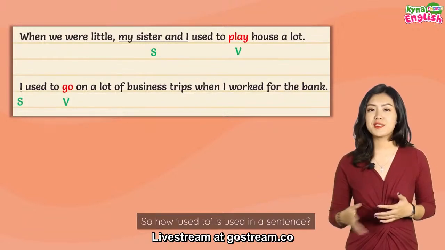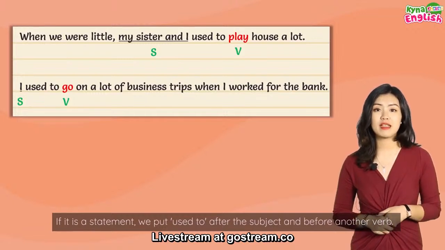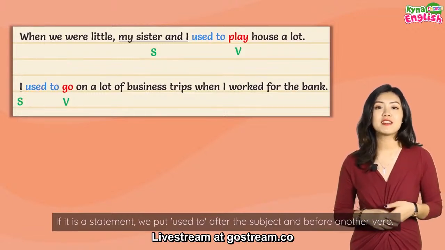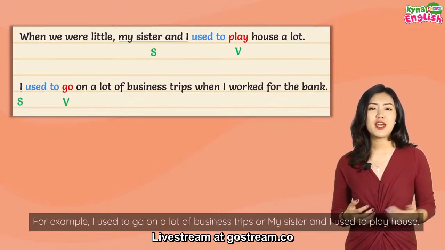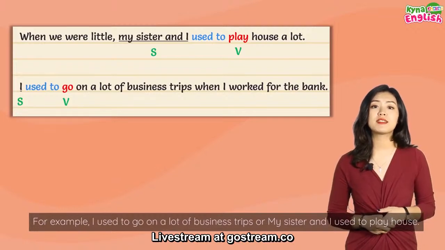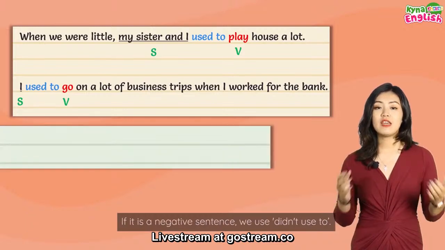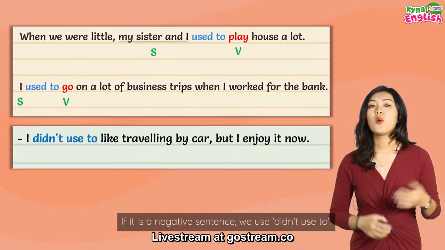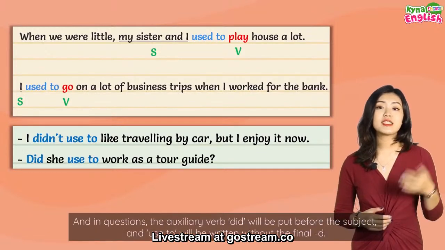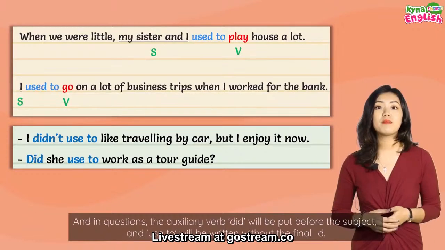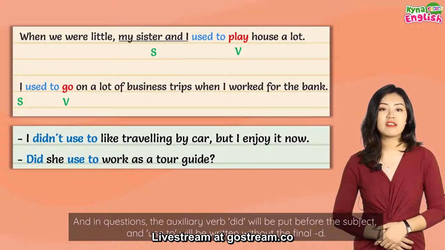So, how is used to used in a sentence? If it is a statement, we put used to after the subject and before another verb. For example, I used to go on a lot of business trips, or my sister and I used to play house. If it is a negative sentence, we use didn't use to. And in questions, the auxiliary verb did will be put before the subject and use to will be written without the final D.